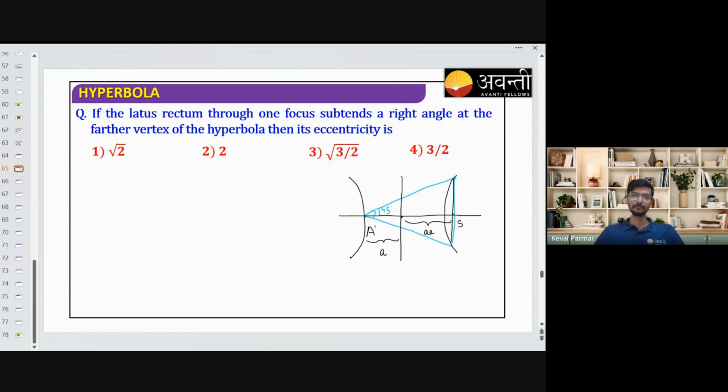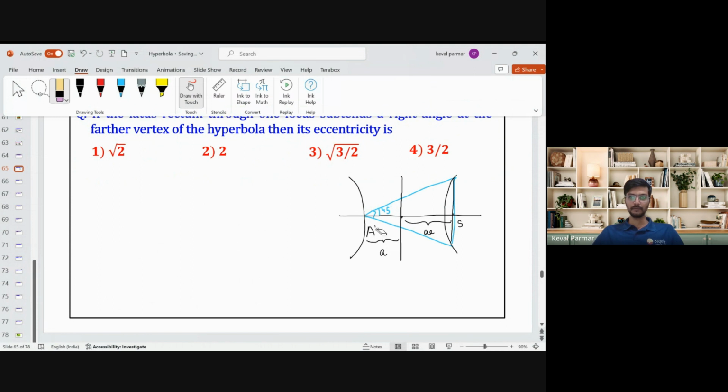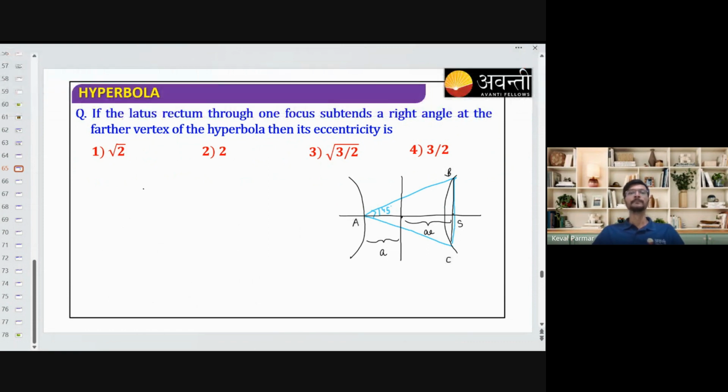So if I name the triangle as ABS, in triangle ABS we can get tan 45, which is opposite upon adjacent. This is b square upon a, because the whole length of the latus rectum is 2b square upon a. So half of the latus rectum will be b square upon a, upon adjacent. Adjacent is a plus ae. This distance AS is the adjacent distance.